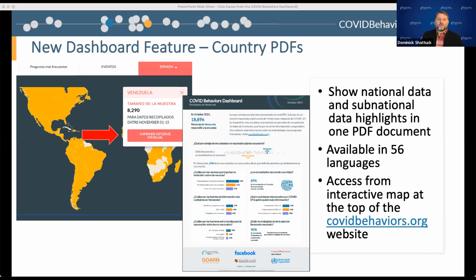Finally, we've prepared a risk communication and community engagement template presentation to help you. That's the RCCEs, which many of you are familiar with. This template is to help you build and customize presentations using data from the dashboard. You can download that PowerPoint presentation under the resources tab on the covidbehaviors.org website.